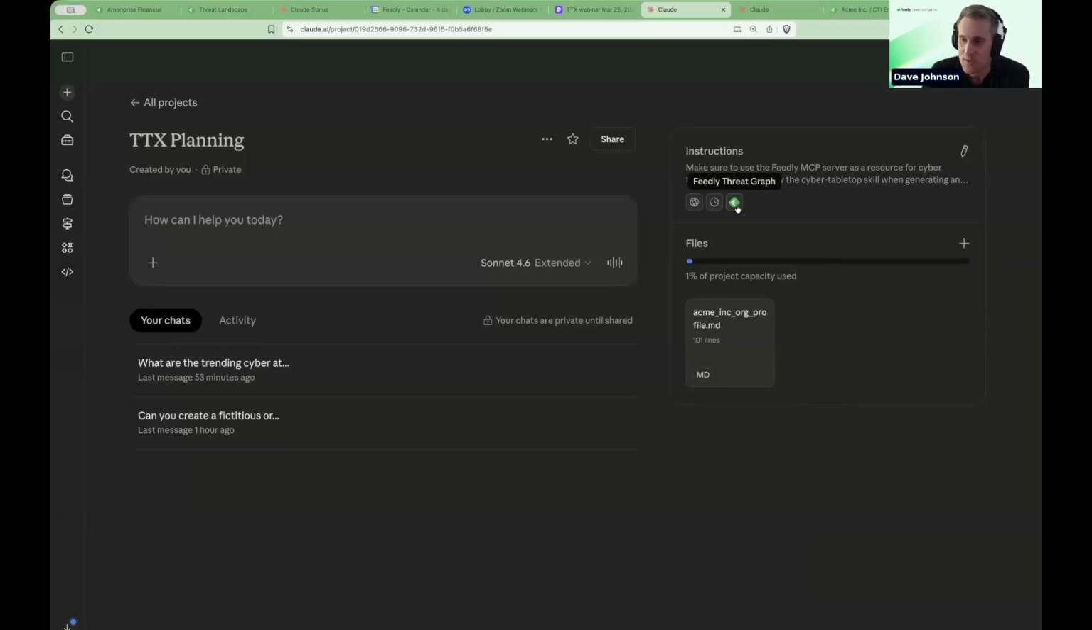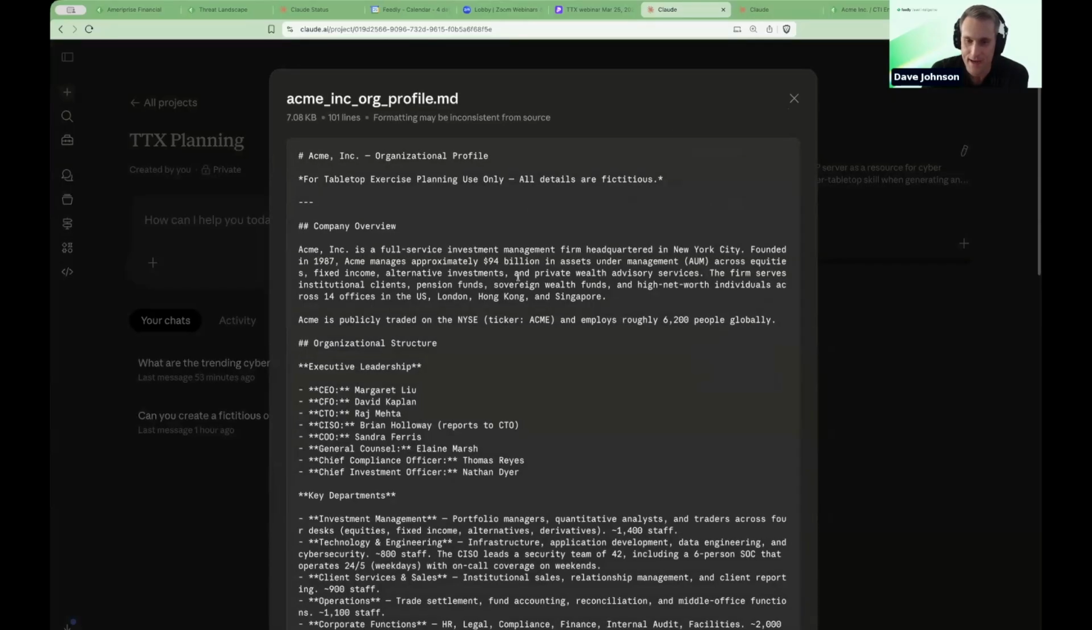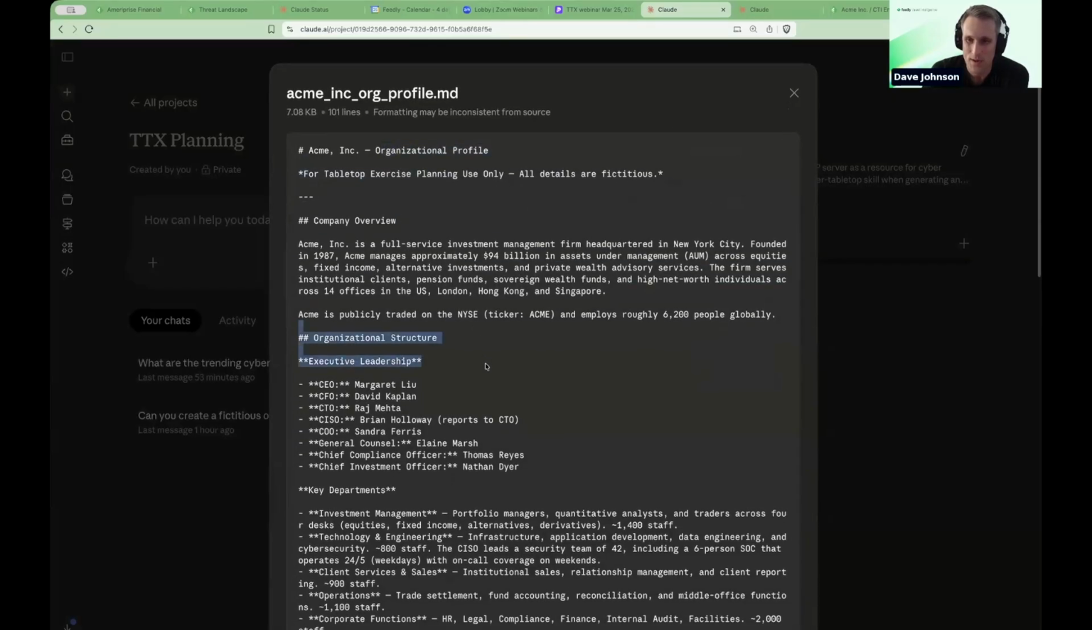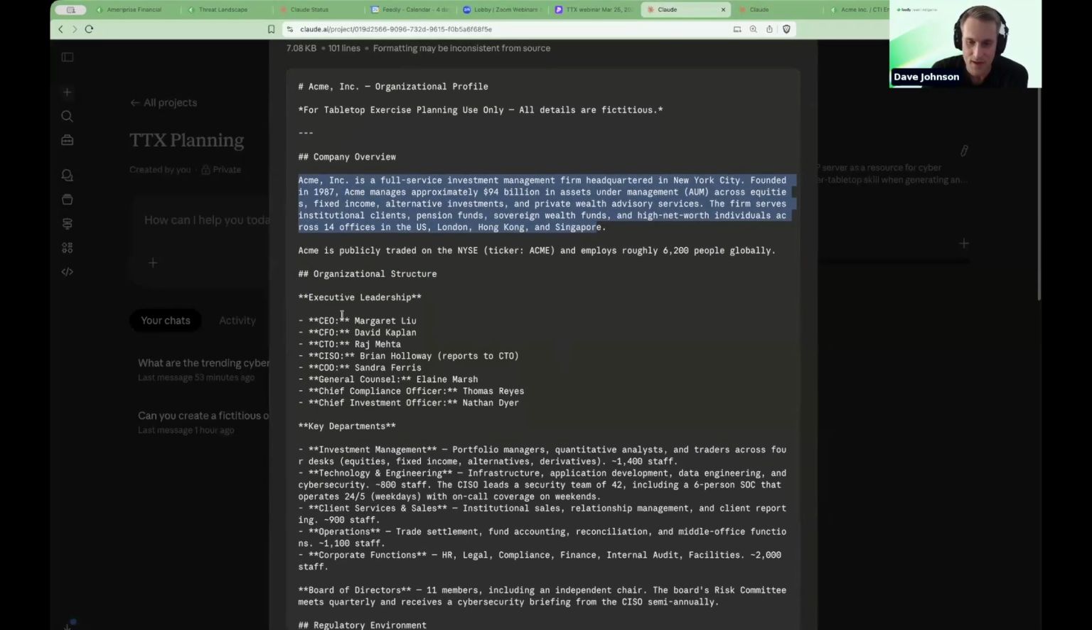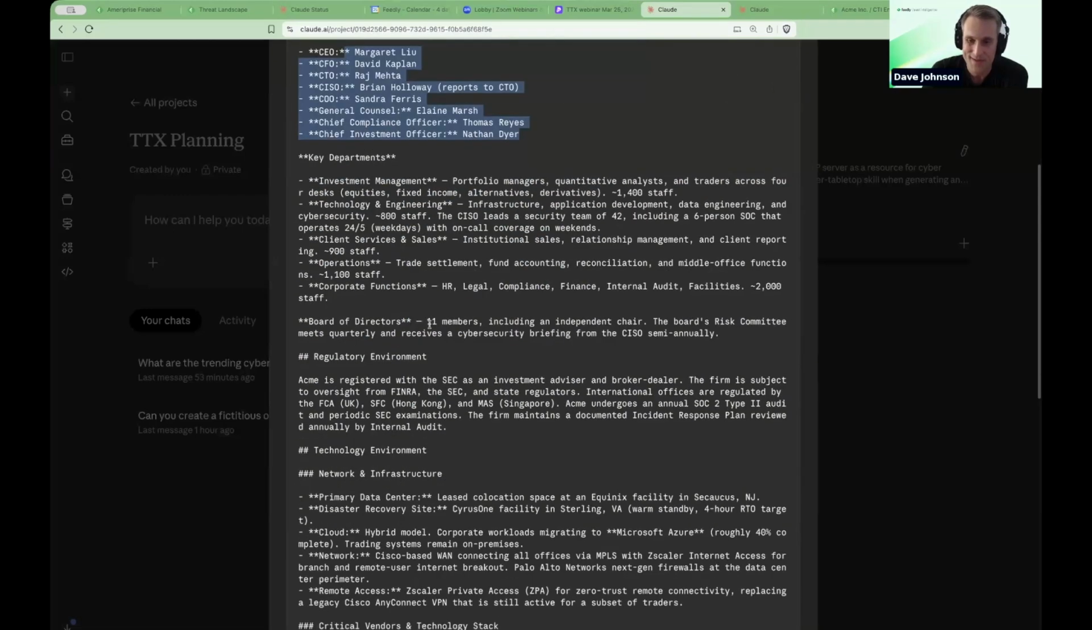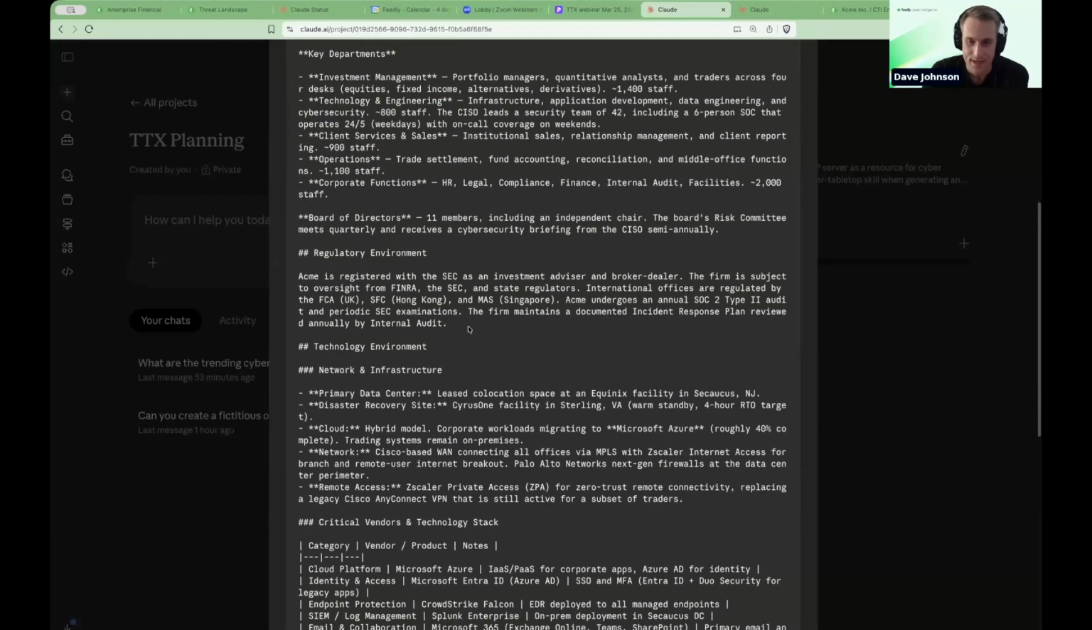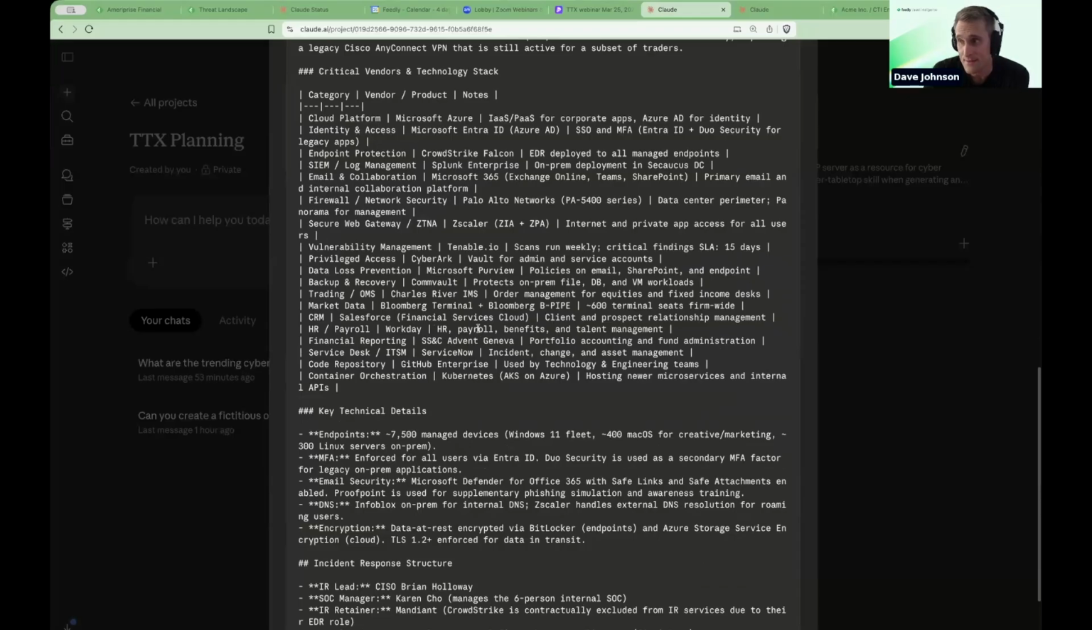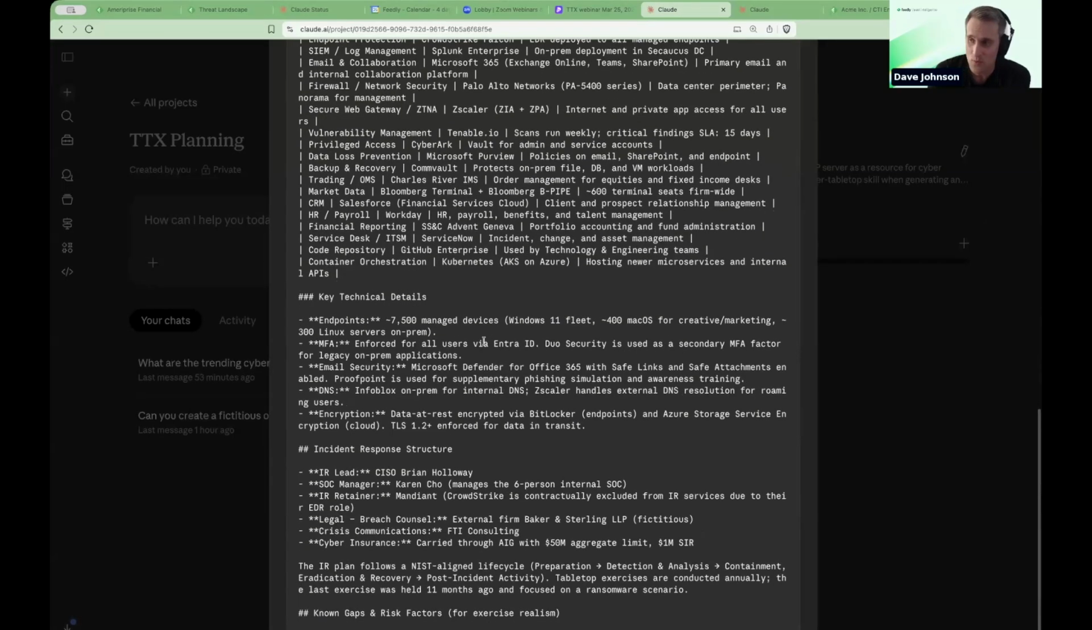And then the things that we have enabled are the Feedly Threat Graph MCP server. We have extended thinking turned on, and then web search as a fallback. And then here in the project, I actually have a fictitious markdown file that has an organizational profile for context: an overview of the company, the executive leadership, key departments, a little bit of organizational knowledge, and the regulatory environment. So you can go as detailed or as generic as you want to. Obviously, the more detailed you get, the more tailored it will be, and the more nuanced some of the text that's generated will be.